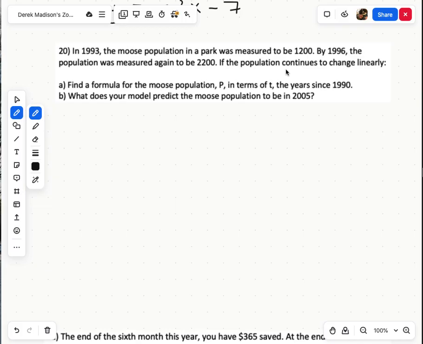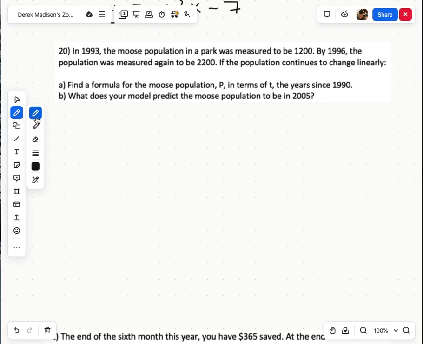So for this one it goes, in 1993 the moose population in the park was measured to be 1,200. In 1996 the population was measured again to be 2,200. The population continues to change linearly. Find a formula for the moose population P in terms of t, the years since 1990. So there's a couple of big pieces of information right here that we need to suss out.